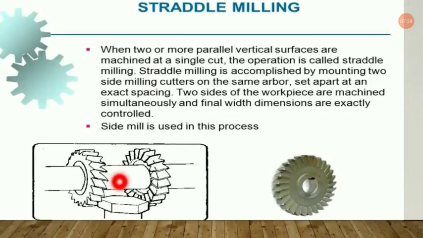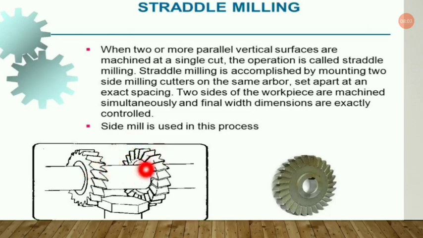Now look at this particular picture, straddle milling. When 2 or more vertical surfaces are machined at a single cut, the operation is called straddle milling. Straddle milling is accomplished by mounting 2 side milling cutters on the same arbor. Arbor, the holding device for the cutting tools in a particular milling machine, and it is set apart at an exact spacing. Okay, 2 sides of the workpiece are machined simultaneously and final dimensions are exactly controlled.